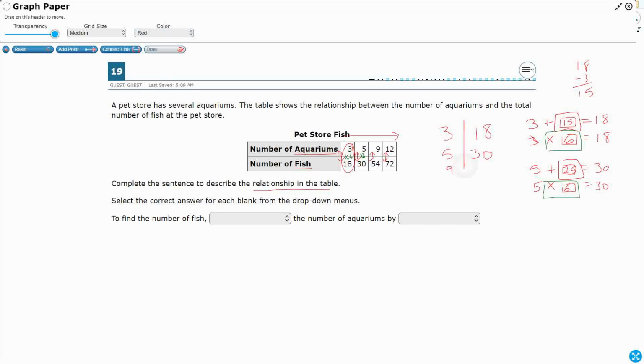I've got 9 and 54. I've got 12 and 72. I'm thinking it's a multiply by 6. Does 9 times 6 equal 54? Yes, it does. Ooh, 12 times 6. You may or may not know your 12s. But if you want to double check it, that's going to be 12, 6, and add one more, 7. So it's multiplied by 6.